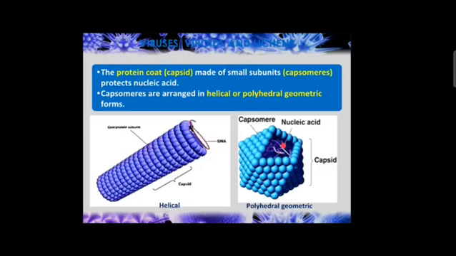Capsomeres are arranged in helical or polyhedral geometric form. Here you can see helical. They are arranged in a helical, circular like structure, or polyhedral. Here you can see polyhedral. In this geometrical shape, these are arranged. So this is helical and this is polyhedral geometrical. Capsomeres are arranged in helical form or in polyhedral form. Clear? So this is the structure of virus.